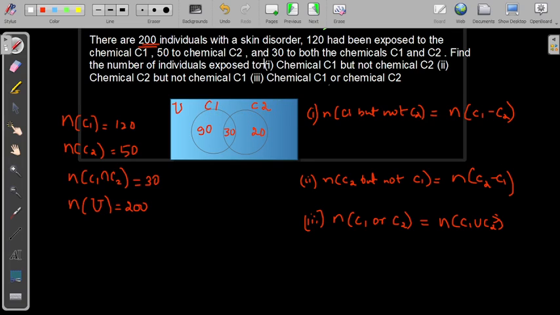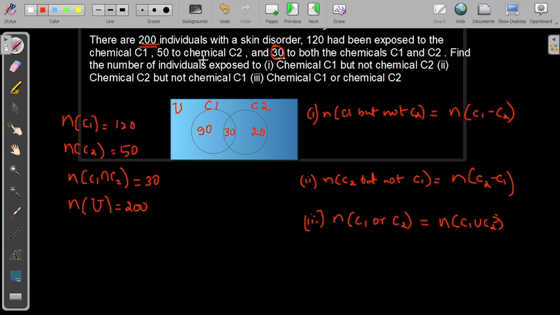Whenever you are using the Venn diagram method, you always have to mark the common element first. That is, 30 individuals are exposed to both chemical C1 and chemical C2. This is the value 30, so I have to write it in the common region. Now 120 had been exposed to the chemical C1, so this entire value should be 120. Out of 120, 30 is already written, so the remaining would be 90. 90 plus 30 totally gives you 120.